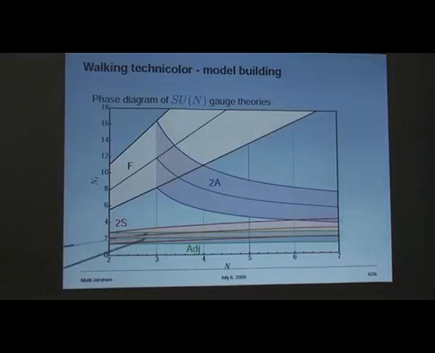The most interesting thing here is that for the two-index symmetric and adjoint representations, these bands are very low. That means that you can reach conformal behavior for a very small number of technicolor quarks. So you expect that somewhere here you could possibly have walking theories.